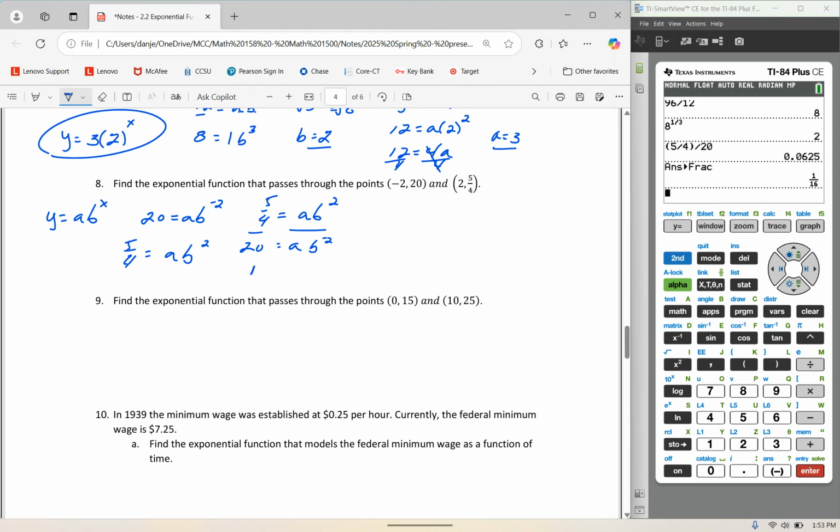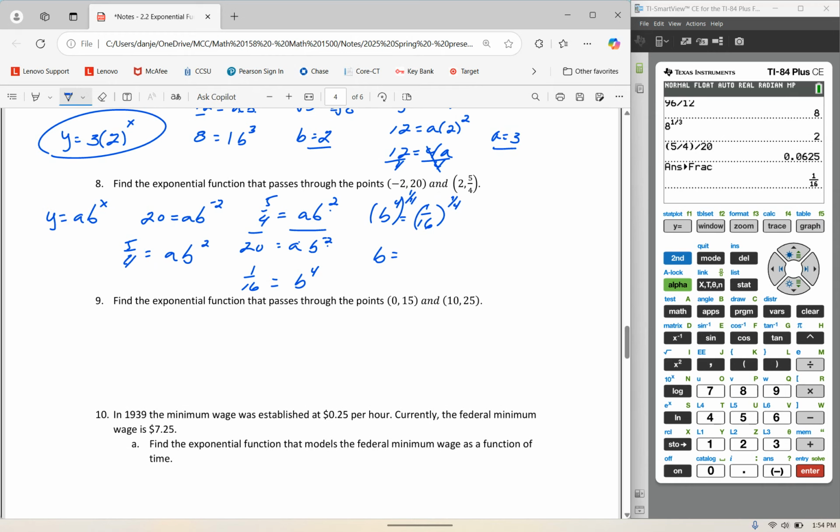So 1/16 equals, now the a divided by a is 1 again. B to the second divided by b to the negative second is b to the 4th, because 2 minus negative 2 is 4. B to the 4th equals 1/16. Now I want to take the 4th root of both sides, and I get b.